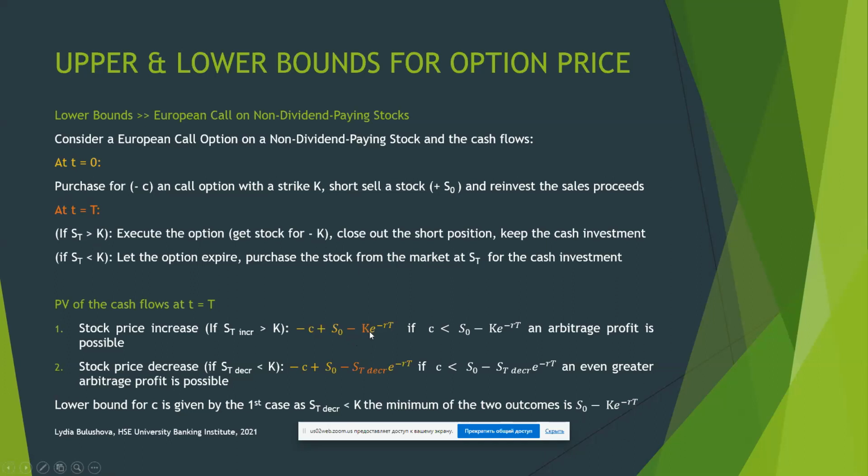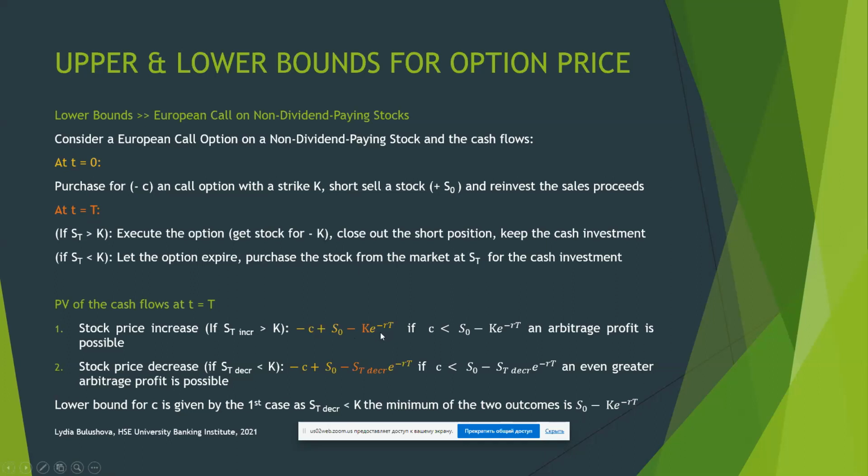Why do I have this yellow multiplier? Because I need to account for time value of money. So yellow is t equals 0, the contract initiation, and that's why I try to bring this red minus K value at time capital T to t equals 0, and that's why I have to discount.